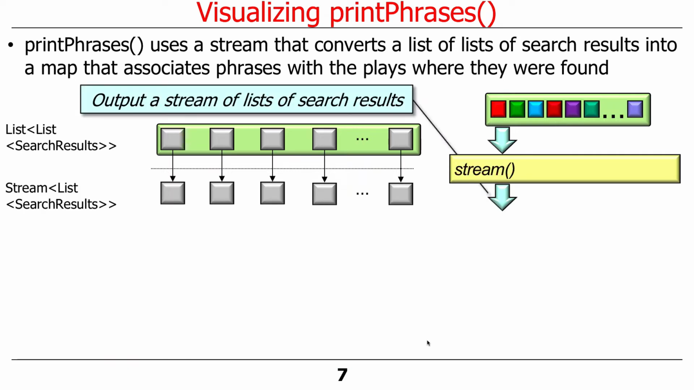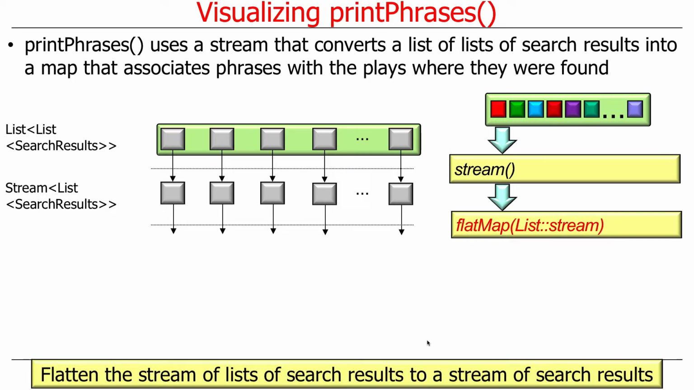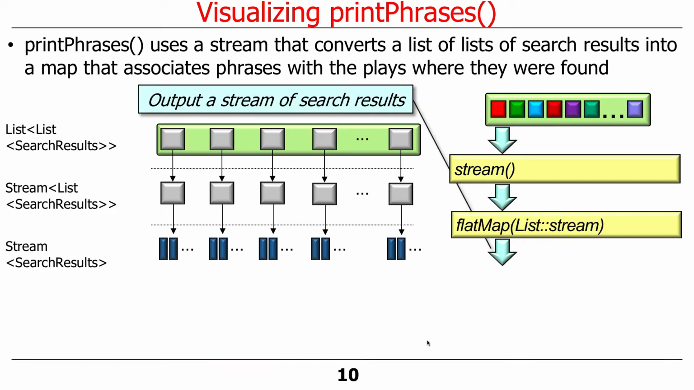And then we feed that stream of lists of search results into the flatMap operation. And flatMap is a really cool functional operation. It goes by some other names in other languages, but flatMap is what they call it in Java. And what it's going to do is essentially flatten the stream of lists of search results into a stream of search results. And we'll talk more when we look at the code how and why that has to take place. And so what we end up with is this stream of search results, because we had a stream of lists of search results before. Now we have just a stream of search results.